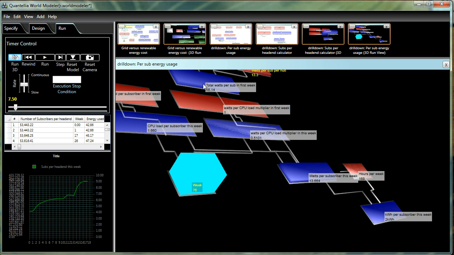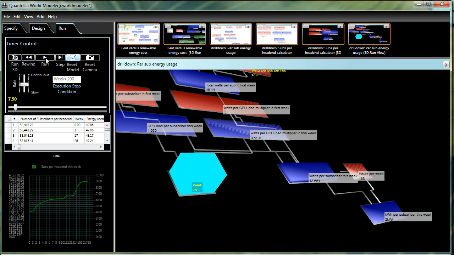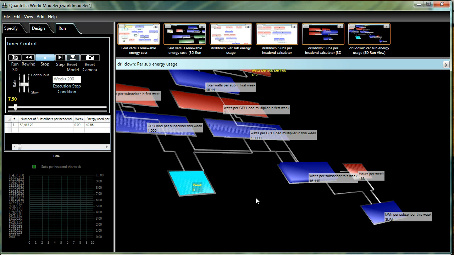And so the total watts per subscriber that we experienced in the first week of the simulation, which was 16, is down to 13. I'll just tell the simulation to stop after 200 weeks: week greater than 200, and reset the model, and we can watch the full simulation run.